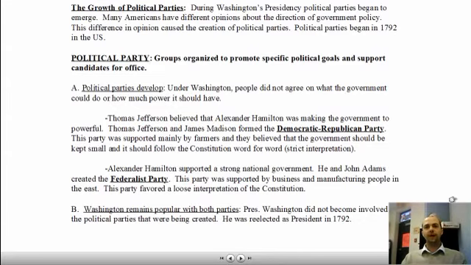And so naturally, just like all human beings, people started to group together based on their wants and their desires for the government and for the direction of the country. So officially we say that political parties began in 1792, and a political party is a group organized to promote specific political goals and support candidates for office.